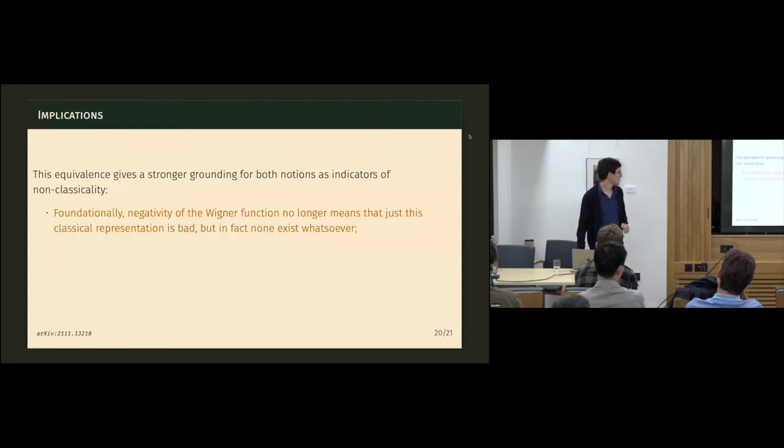And these results are somehow important for the notions of non-classicality in two ways. For the negativity of the Wigner function, it says that it doesn't mean the Wigner function is not the right quasi-probability to consider, because now, because of the equivalence, you cannot find such a classical representation anyway. Any representation you could think of would fail at giving you a classical representation.